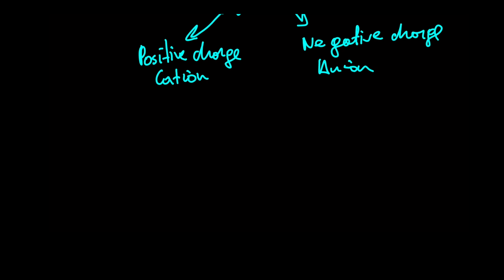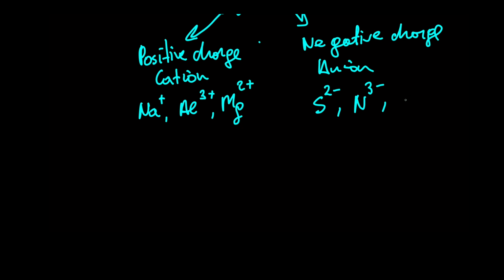So a few examples of ions. Na+, Al3+, Mg2+. As you can see, cations are positive ions and anions are negative ions. So S2-, N3-, C4-.